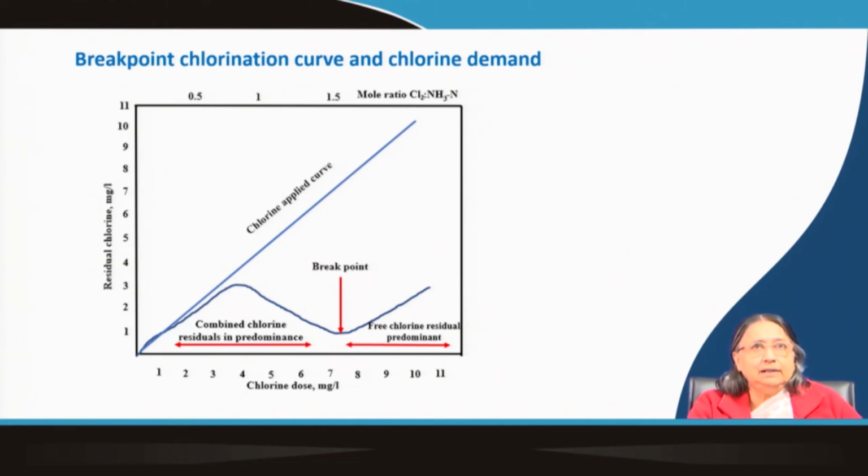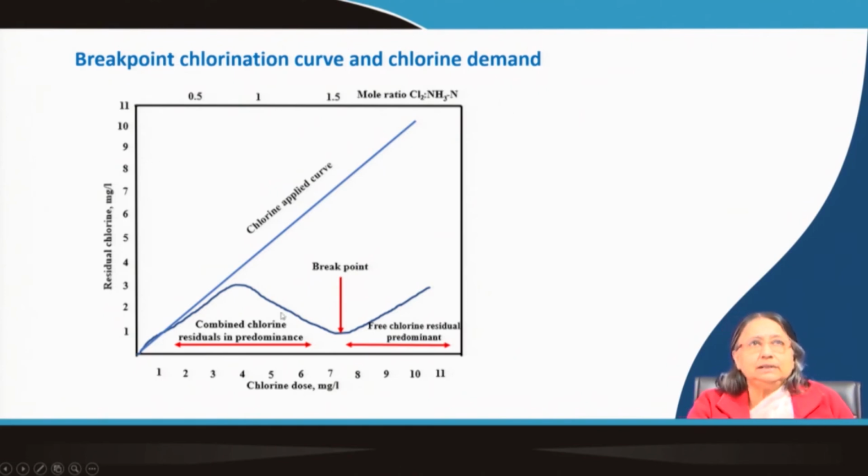And you can see here, this is the mole ratio of chlorine to ammonia nitrogen. At different ratios you get different things; you see here it is 1.5, and at lower dose it is like this. Ammonia concentration also may vary, na? That is why it is done here.